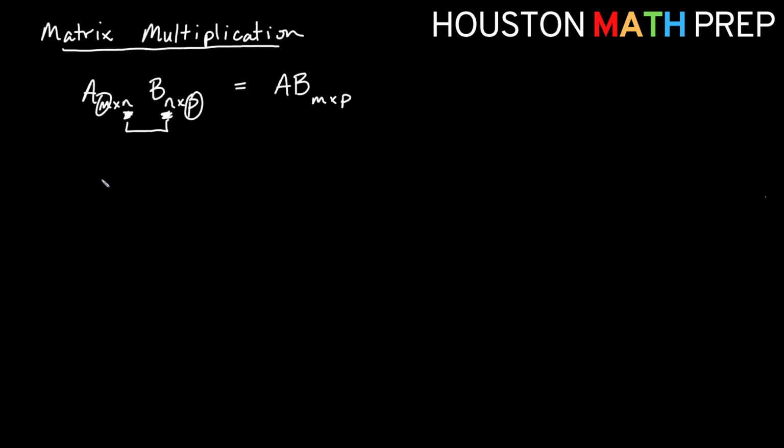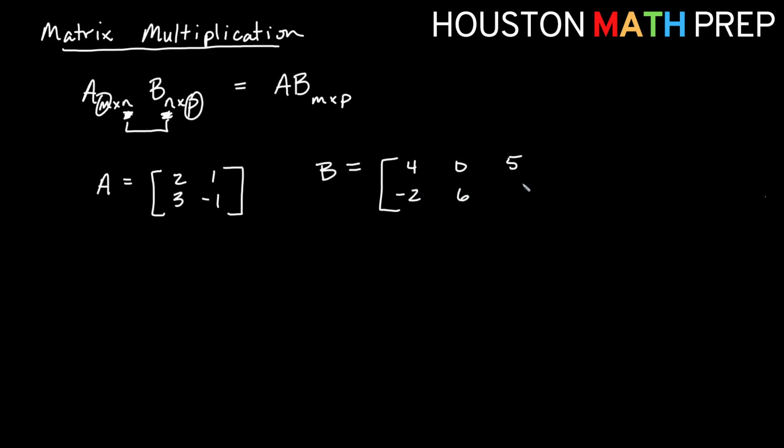So I'm going to write some new matrices A and B. Let's say A is [2, 1; 3, -1]. And let's say that B is, let's make it a different size. So let's do [4, 0, 5; -2, 6, -3]. Try to keep these different so it's easier to see what's going on.